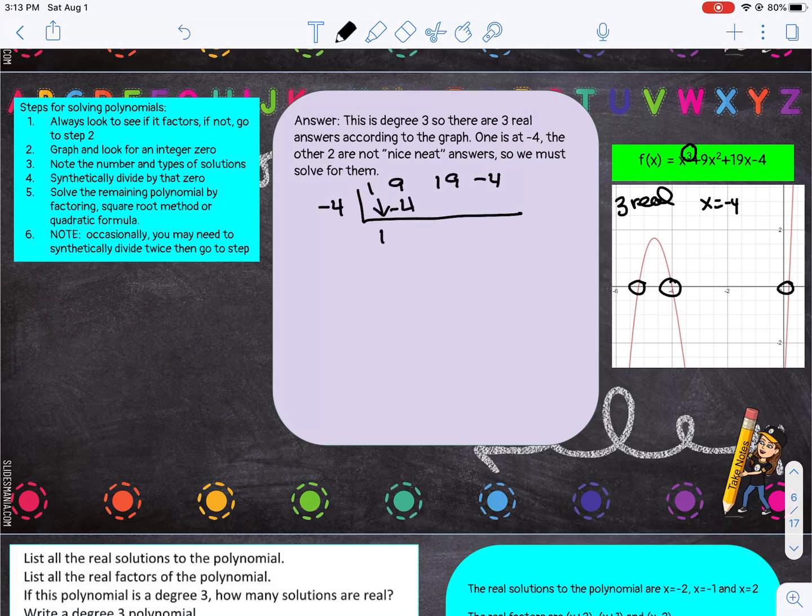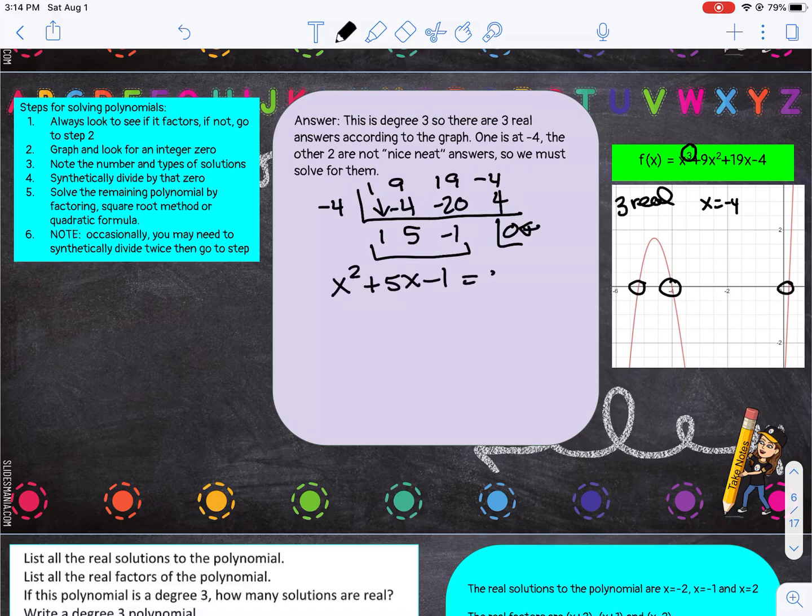And I'm going to go 1, 9, 19, -4. And I'm going to multiply and add, multiply and add, multiply and add. Remember, that's a good thing. Remainder's got to be 0. It tells me I'm on the right track.